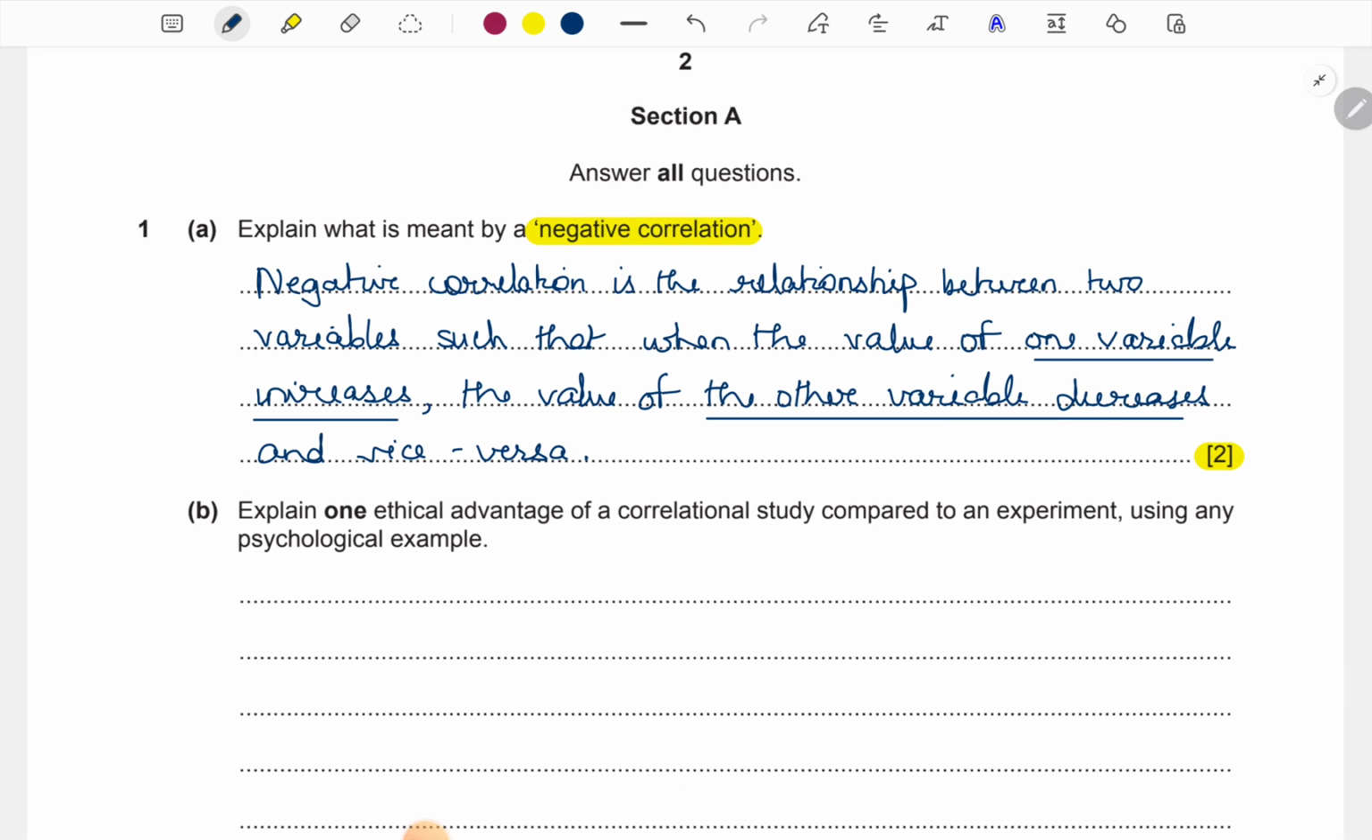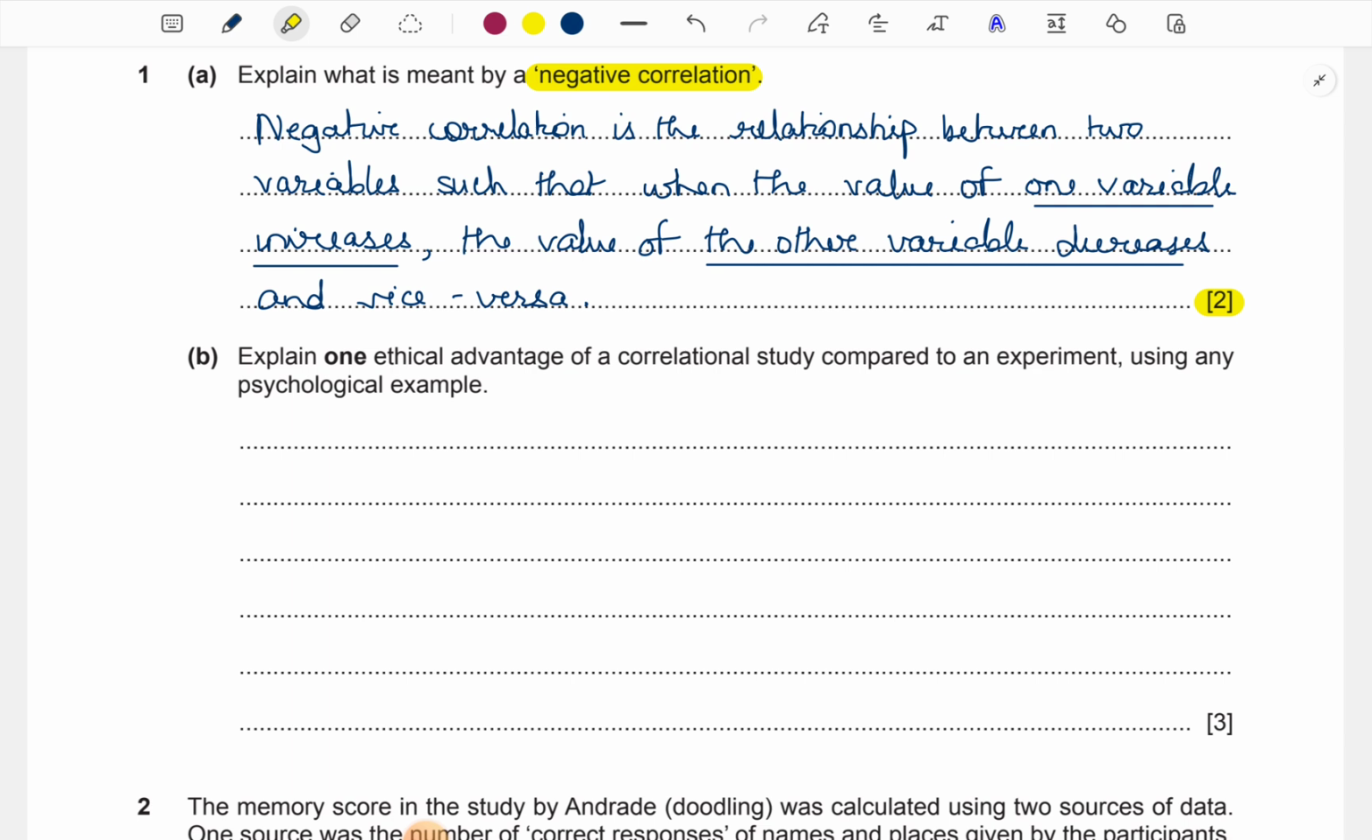Okay, the next question is explain one ethical advantage of a correlational study compared to an experiment using any psychological example. Very important for any paper is to understand command terms. Now that I've explained a lot in other videos, so today I'm not really focusing much on that, otherwise videos become very lengthy. So what explain means and all you can see in another video. Other wording which is important, like when they say psychological example, this is specifically paper 2 terminology. You should be familiar with this also. When they say psychological example, they mean any example. Otherwise, they would say example from core study.